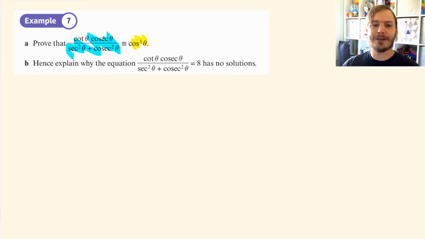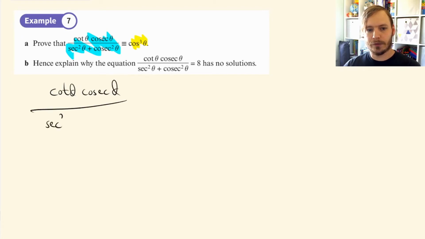In this case, I'm definitely going to leave alone the right-hand side, cos cubed theta, because it's much simpler. So I want to take the complicated looking side, the left-hand side, and tidy it up until it's simple and therefore hopefully the same. So we're going to begin with cot theta cosec theta over sec squared theta plus cosec squared theta. And the first thing I can do is just rewrite all of these as their standard trig functions. We're aiming for cos cubed, so I don't want any of these reciprocal functions at all.